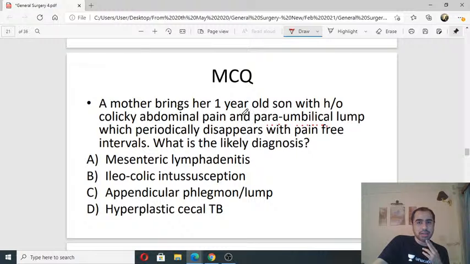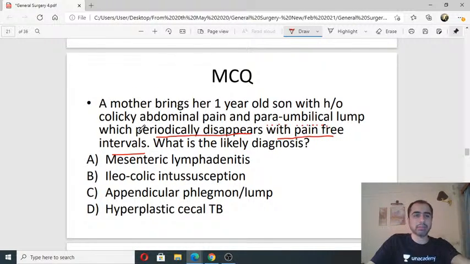So mother brings her son with colicky abdominal pain, paraumbilical lump which periodically disappears with pain-free intervals. So the child has colicky pain, sometimes he gets the lump with the pain and periodically the lump goes away, pain goes away. What is the child having? Lymphadenitis, intussusception, appendicular lump or hyperplastic cecal tuberculosis. Very good guys. So far so good. Answer is ileocolic intussusception. Absolutely right.